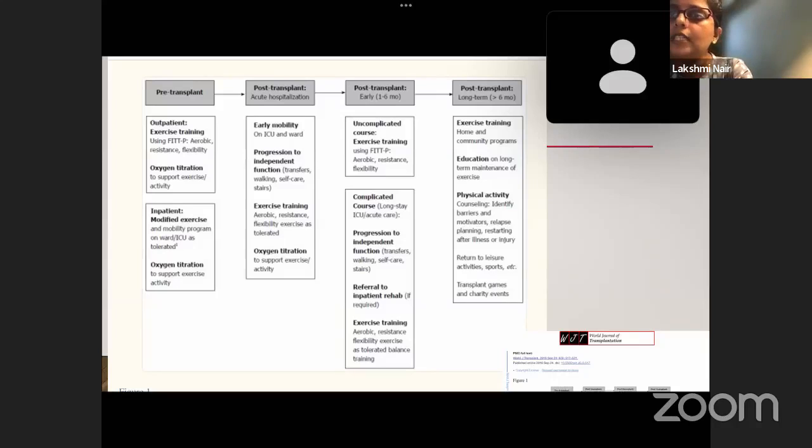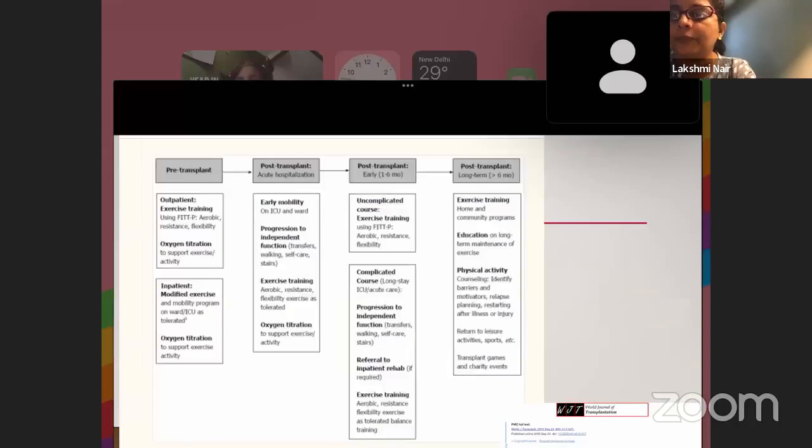Post-transplant, more than 6 months, it's mostly community reintegration. So home and community programs. It's just the maintenance of whatever we taught during the first 6 months. So we should be educating them on long-term physical activity and returning to work. That itself will improve the physical activity, or they can participate in group programs, sports, etc.